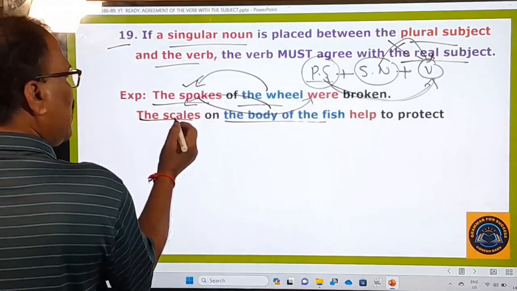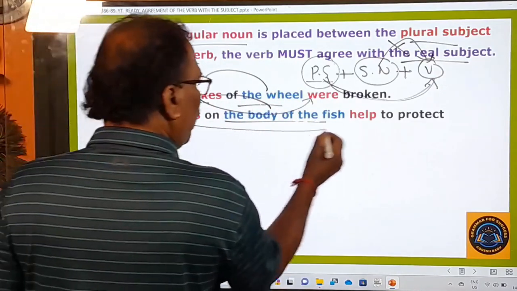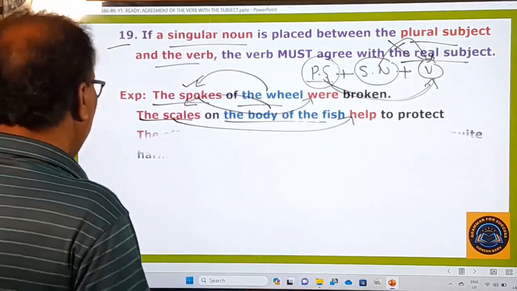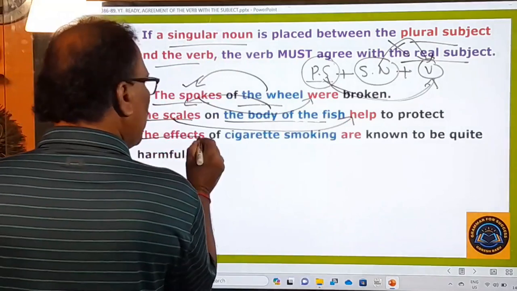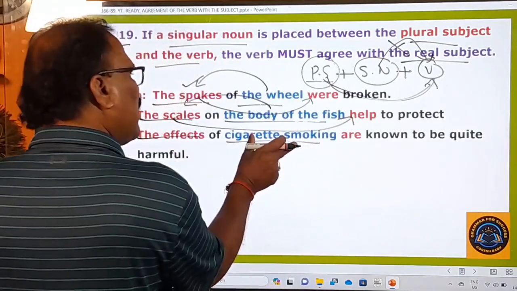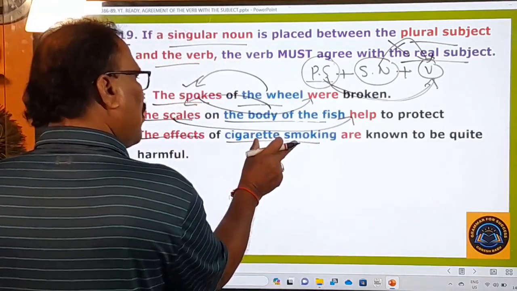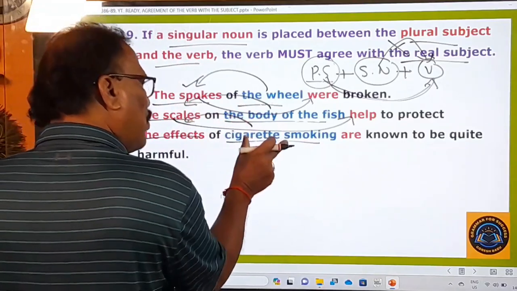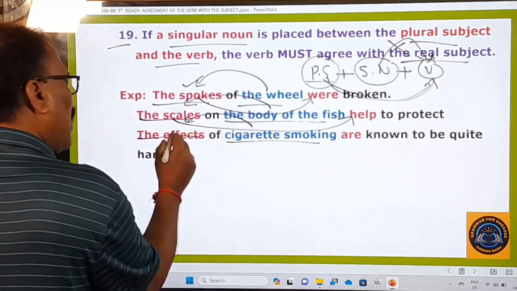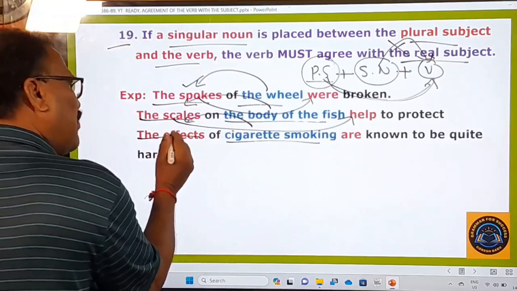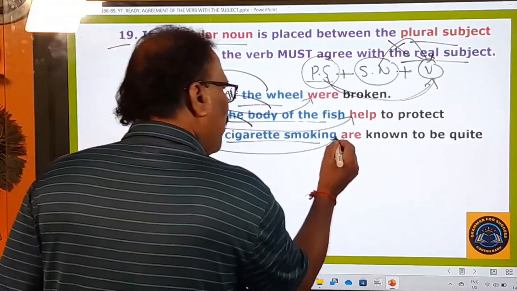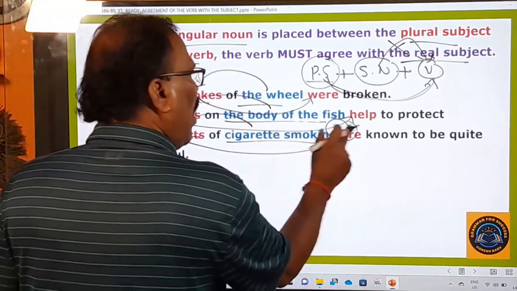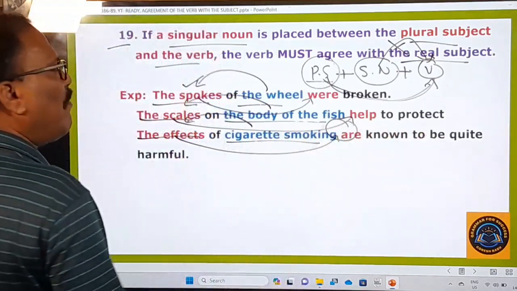What is the scales? Scales is a plural subject, and therefore we use only the plural verb after that. And another example, the effects of cigarette smoking. Cigarette smoking is what? A singular subject. But we are not talking in this sentence about cigarette smoking, but we are talking about its effects. And therefore, what is effects? Effects is a plural word, therefore we use a plural verb. The effects of cigarette smoking are known to be quite harmful.